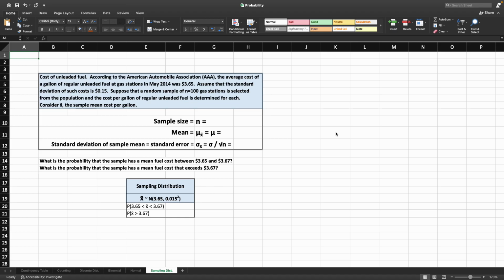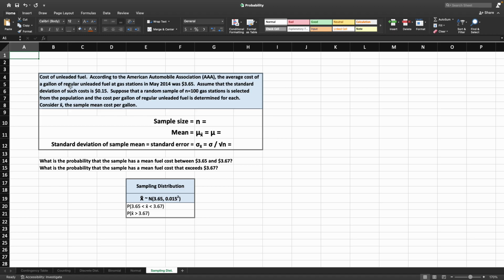All right, so we're going to do our Excel lab for the sampling distribution chapter, chapter 6. I'm happy to report this is going to be very short and sweet. So I say let's just do one of our examples from the lecture notes.